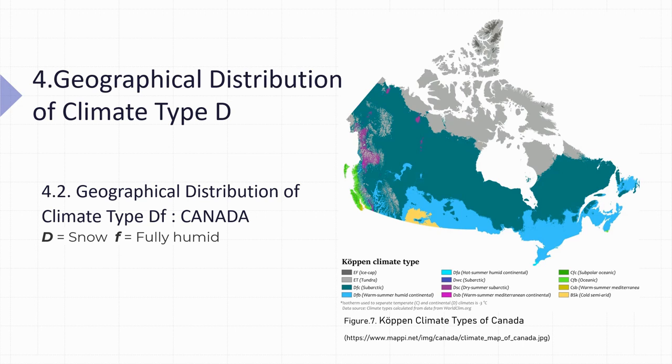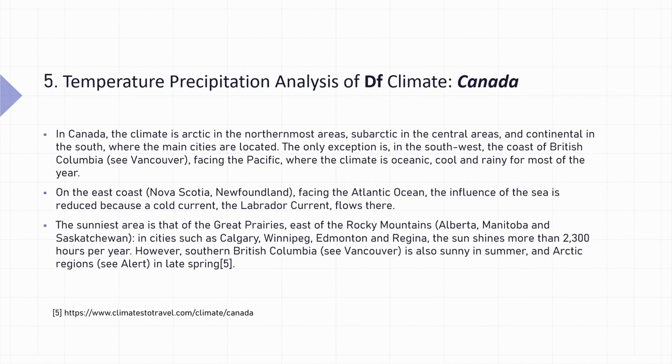Now we will continue with the Canada example, DF climates. Temperature precipitation analysis of DF climates. In Canada, the climate is Arctic in the northernmost areas, subarctic in the central areas, and continental in the south, where the main cities are located. The only exception is, in the southwest, the coast of British Columbia, see Vancouver, facing the Pacific, where the climate is oceanic, cool, rainy for most of the year.